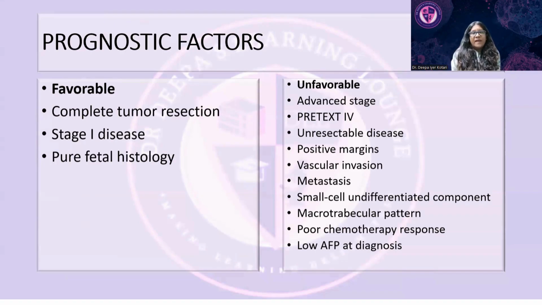So if you look at the prognostic factors, complete resection is associated with an excellent event-free survival, whereas unresectable disease has a significantly poor outcome. Pure fetal hepatoblastoma has an excellent prognosis, while the presence of a small cell undifferentiated component is associated with an adverse outcome. PRETEXT 4 disease, large tumor, vascular invasion, and metastatic disease are all again negative, poor prognosis markers, with poor response to chemo as well. Interestingly, very low alpha-fetoprotein at presentation can also be an adverse prognostic factor. That is also an indicator because hepatoblastomas are known to produce AFP. Usually if AFP is reduced, it means the good histological pattern is less.